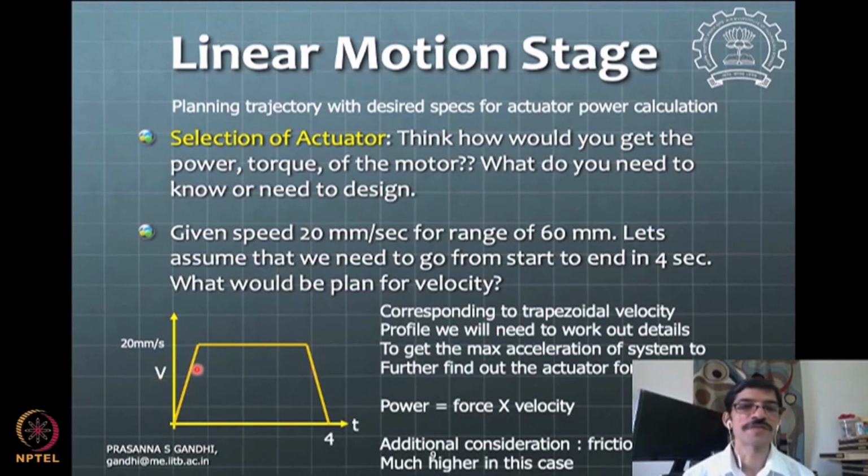acceleration. Once you have acceleration, one can get the force, which is equal to mass into acceleration. Okay, so that is the maximum acceleration, maximum force that your system will see. Although during the range of this 20 constant speed, there is no force other than the friction force that will be seen. Okay, no inertia force will appear because you are now moving at constant speed.